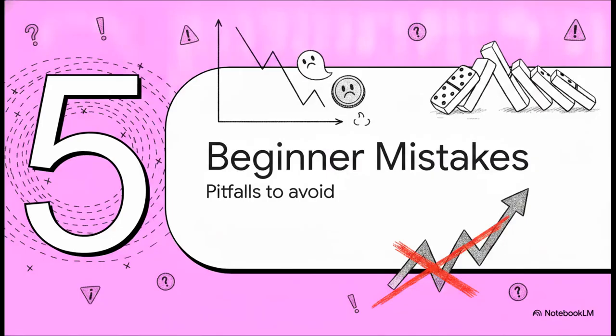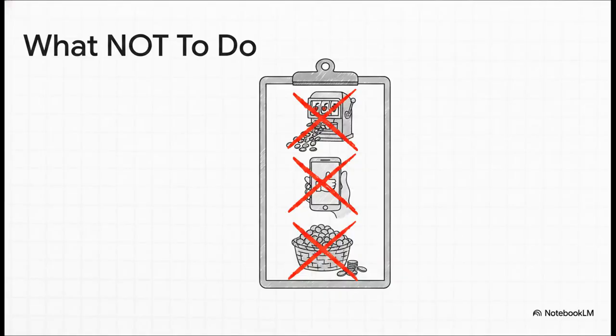Which leads us to our final part, Section 5, Beginner Mistakes. Let's talk about the pitfalls you absolutely need to avoid. Consider this your definitive checklist of what not to do. First, do not come in thinking you're going to get rich quick. Second, do not start trading real money without learning the basics first.